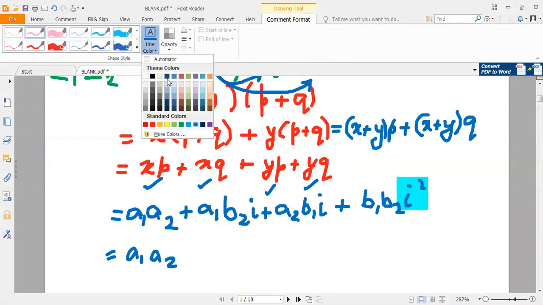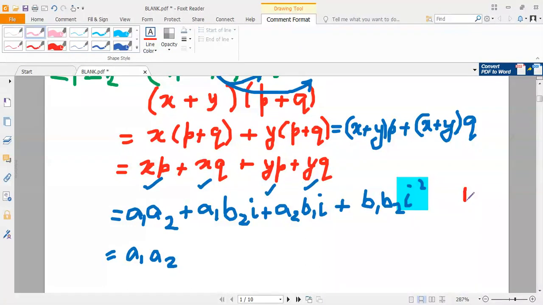But basically, we know that i square is actually nothing but minus 1. That is where the entire concept of complex numbers originates from. So instead of writing i square, I consider this to be minus 1. So it's b1 b2 times minus 1, which is nothing but minus b1 b2, right? Positive b1 b2 into minus 1 is actually minus b1 b2.